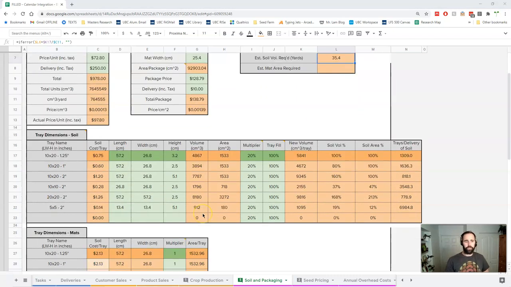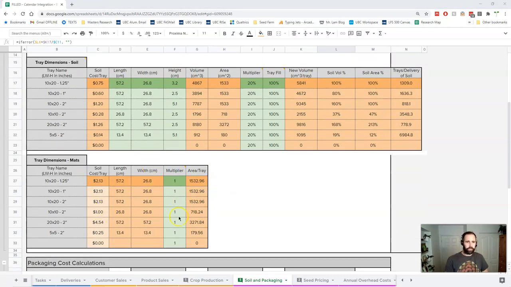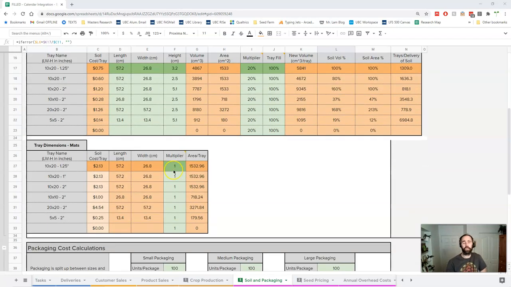So this is our soil section here. The same thing exists for our mats here. And so we've got all the same tray names here. They just copy from up there. The dimensions are very much the same. Now I have a multiplier here as well. And the reason I did that, contrary to what I just told you up here, is for some reason you might use two mats. You might find layering two mats of something works better. And so that's basically what you would put in there.